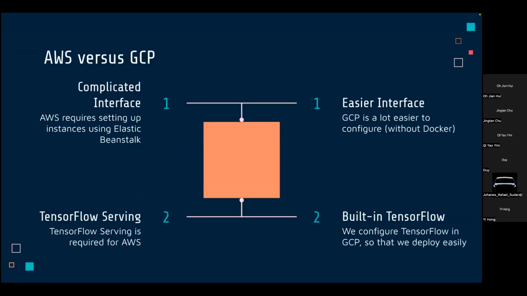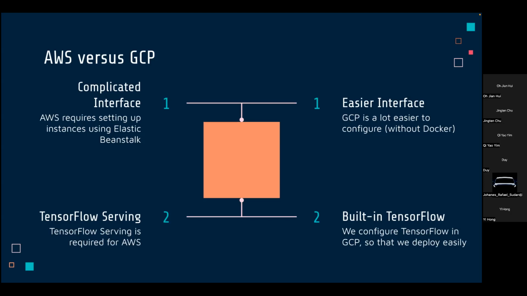To demonstrate this, let's compare AWS and GCP itself. If you realize, even though both AWS and GCP have a lot of microservices, AWS actually has a really complicated interface to interact with. So as someone that is probably new to deployment, chances are you probably wouldn't know what you're doing on AWS.